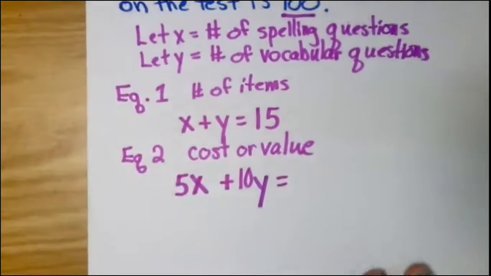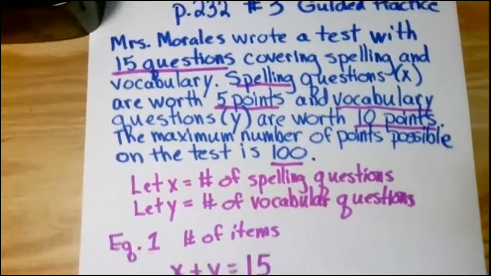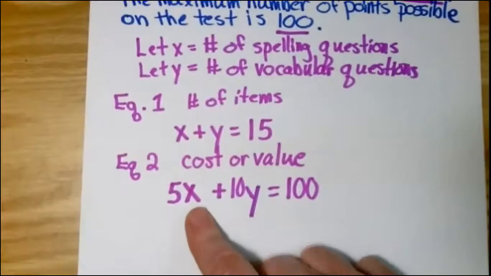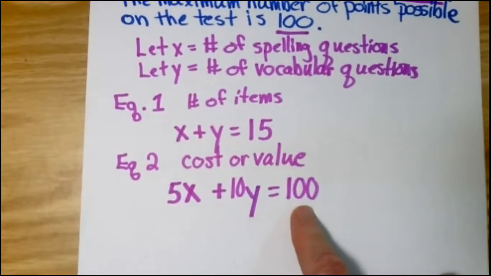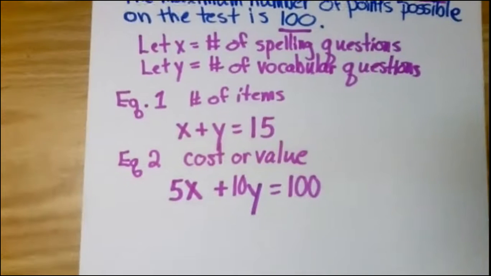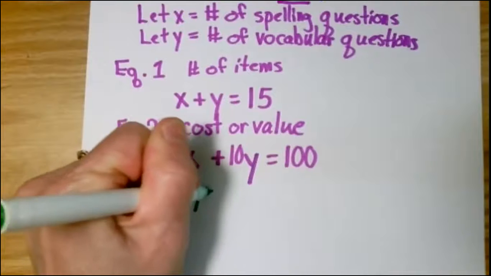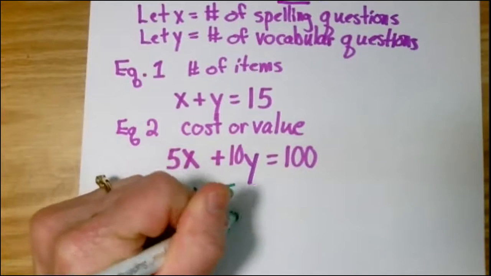And altogether, let's go back up to the word problem. What number haven't we used yet? How many points are possible on the test? 100, exactly. So altogether, there's 100 points. So if I got all my spelling questions and all my vocabulary questions right on the test, I would get 100 points. So that's our system of equations. I'm going to write that down here. Our system of equations is x plus y equals 15 and 5x plus 10y equals 100.